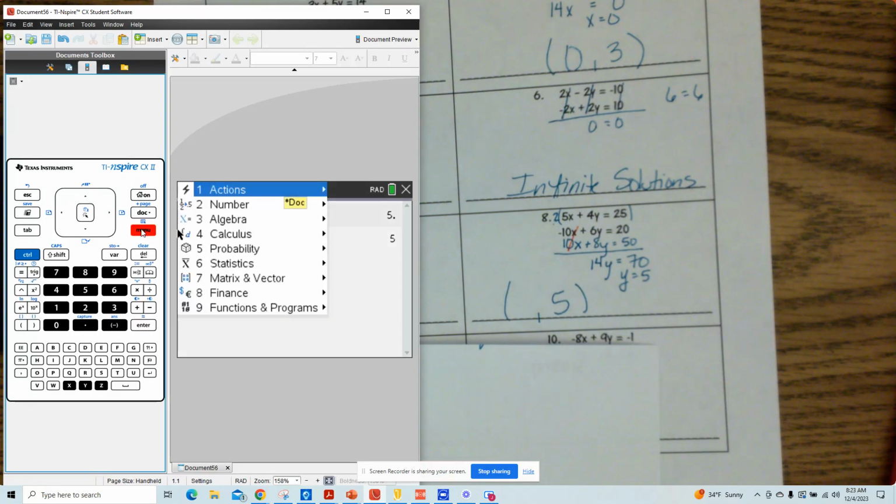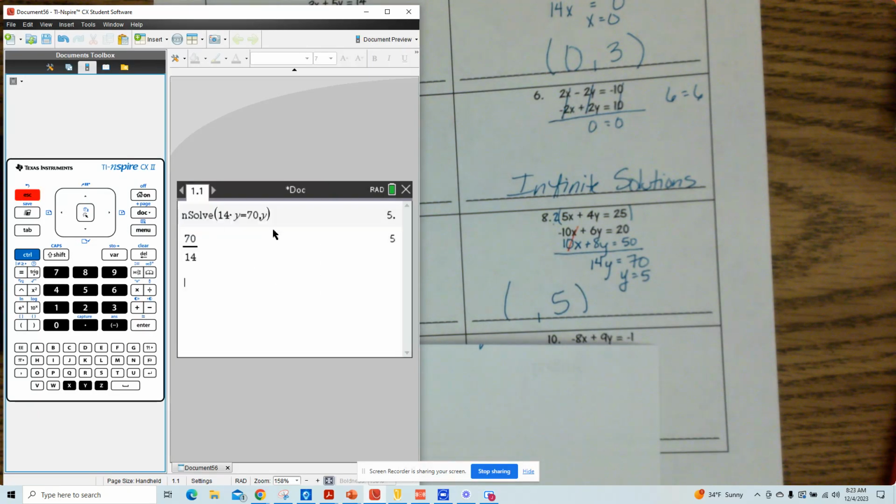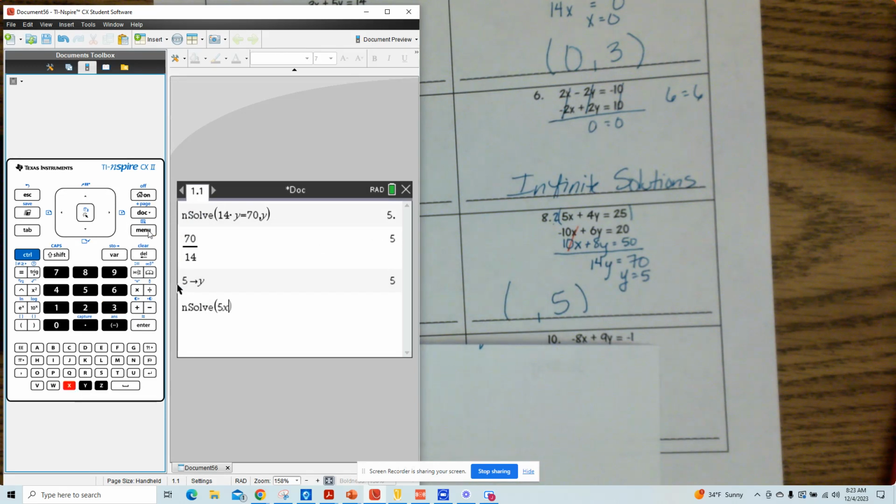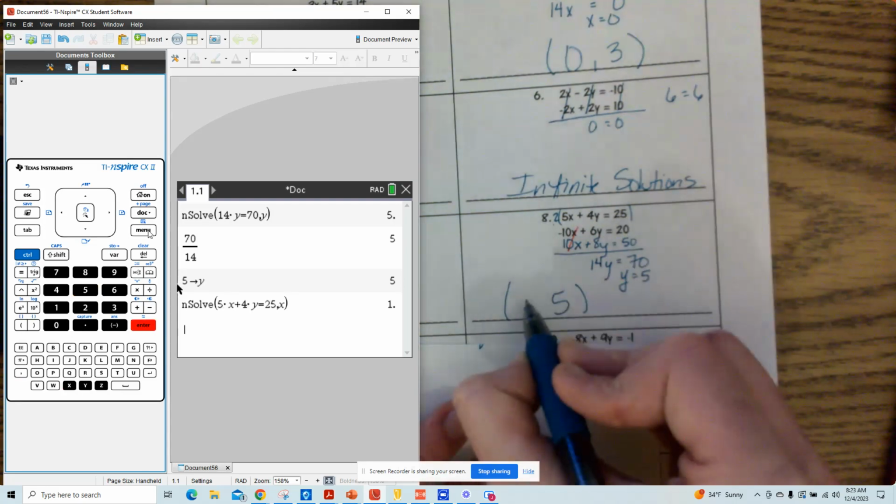So in our ordered pair, the second number is 5. Before you do that, tell your calculator that y equals 5. 5, control var, y. And then menu 3-1. Either equation, it does not matter. We know what y is, so we need a comma x. We're looking for x. And x is 1.